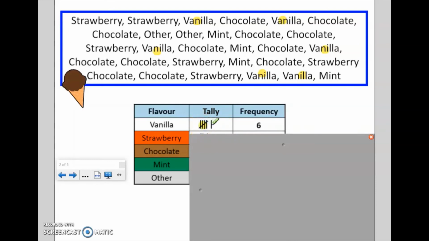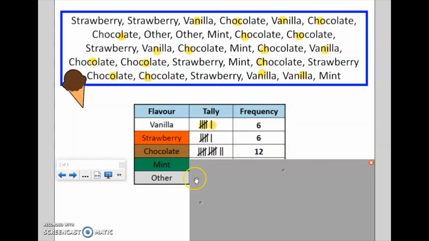So this, along with this extra 1, represents a frequency of 6. If we count up how many people said that strawberry was their favorite ice cream flavor, again, we'd come up with a total of 6. If we have a little look for chocolate, we have 1, 2, 3, 4, 5, 6, 7, 8, 9, 10, 11, 12 people who say that chocolate is their favorite flavor of ice cream.